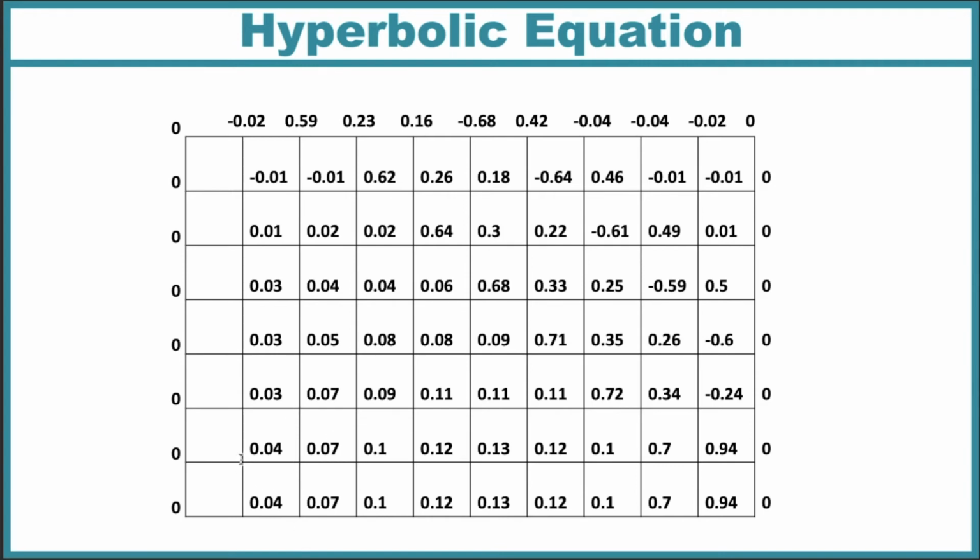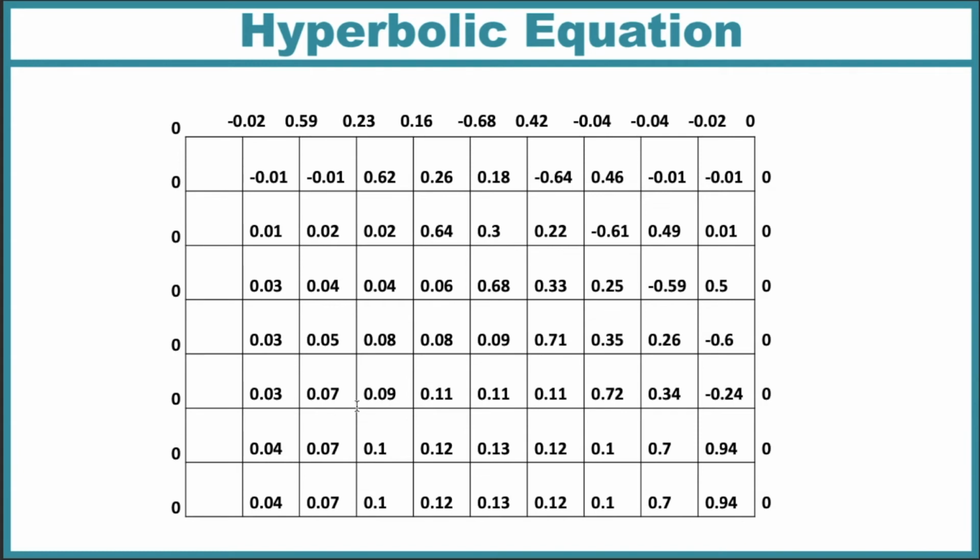So to get this value, this will be A, this will be B, this will be C, this will be D. So A is equal to B plus C minus D. So what is it? 0.04 plus 0.1 minus 0.07. 0.04 plus 0.1 is 0.14. 0.14 minus 0.07 is 0.07. Clear?